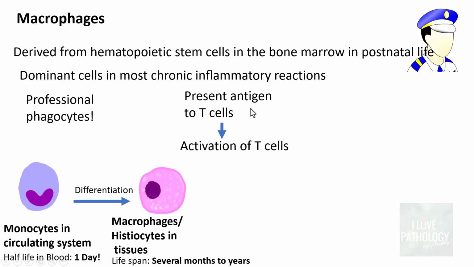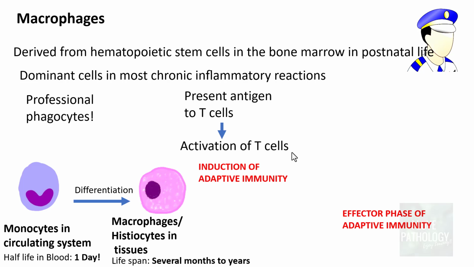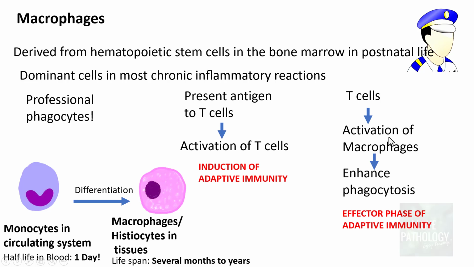The role of these macrophages is twofold. One is they can present antigen to the T cells, resulting in activation of T cells. I mean, they help in induction of adaptive immunity. So these macrophages also help in the effector phase of adaptive immunity. How does that happen? Because the T cells can activate macrophages, where the phagocytic nature of these macrophages is enhanced. Okay, so they can either be inducers of adaptive immunity, or they can be effectors of adaptive immunity.